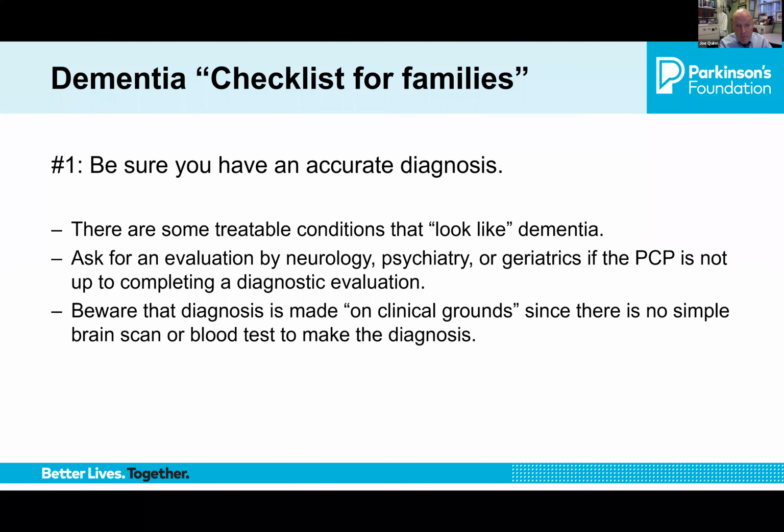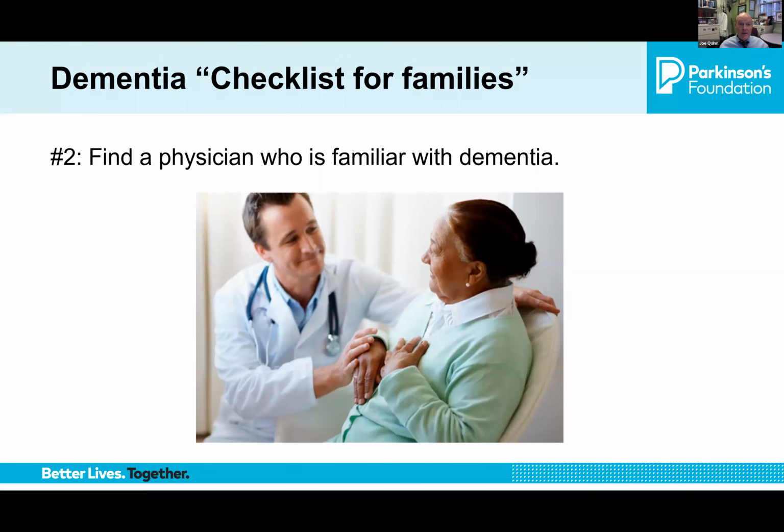Now, when I make the point that we want to have an accurate diagnosis, please keep in mind there's not a single blood test or a single brain scan or anything that makes the diagnosis with certainty. It's made by taking all the information into the picture: the history, the examination, laboratory results, and so on. We refer to that as being on clinical grounds. So when you go in and ask for an accurate diagnosis, don't expect to have a single test to sort that out. But keep this in mind when you're first dealing with cognitive issues in this setting.